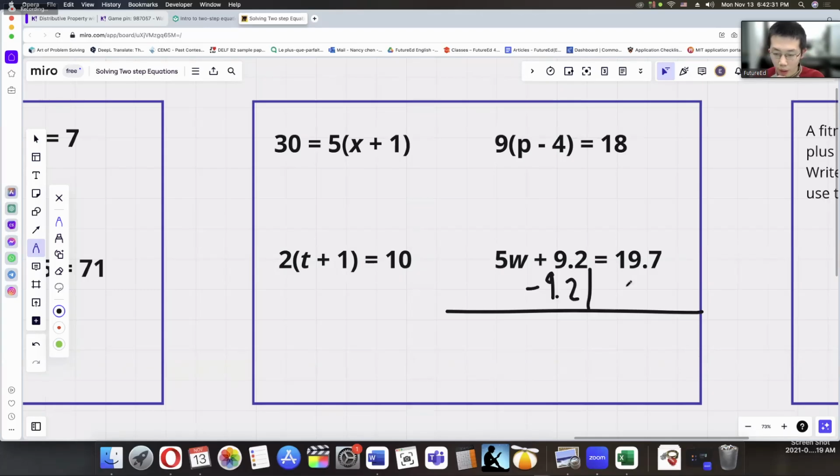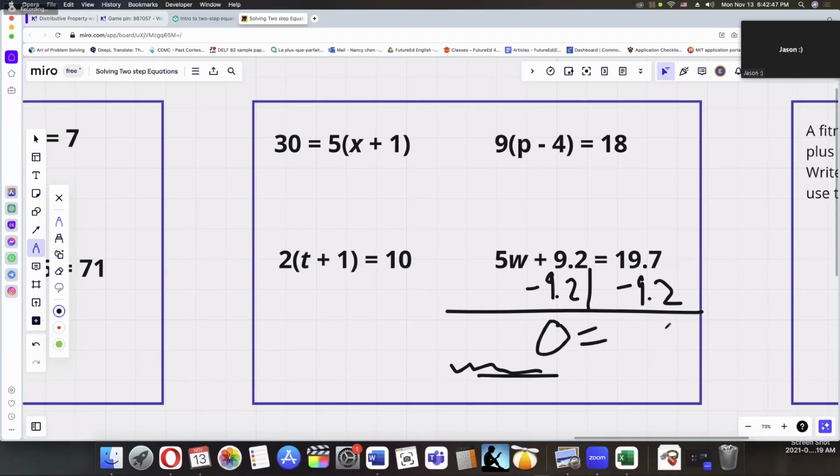And what do we get on the left side? That's 0. Okay, this is 0. And what about the right side? That side is 10.5. Wow, how interesting. 0 is now equal to 10.5. Do you guys think that's true? No. What went wrong?